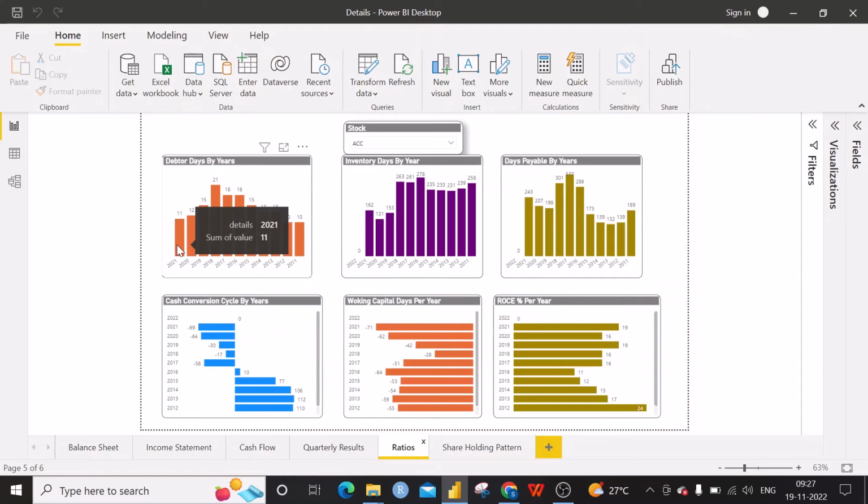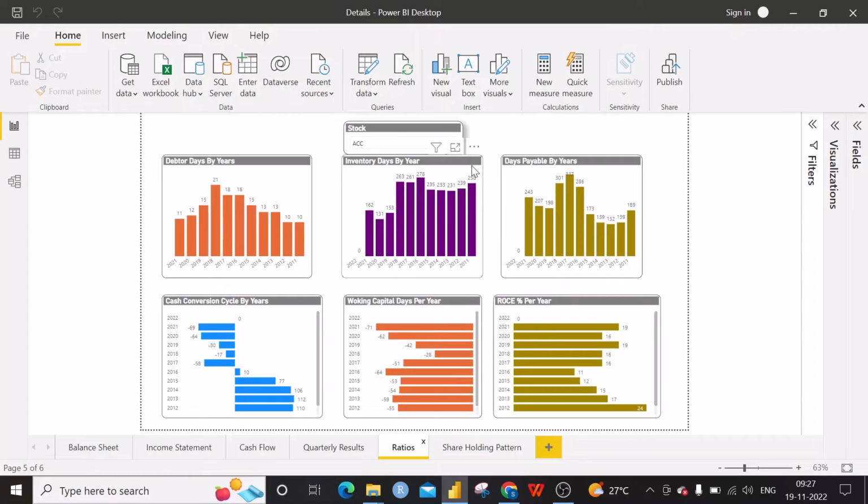The next one is the inventory days. The inventory days is the average number of days the material will be kept in the company to sell the product. So it is a very important parameter.